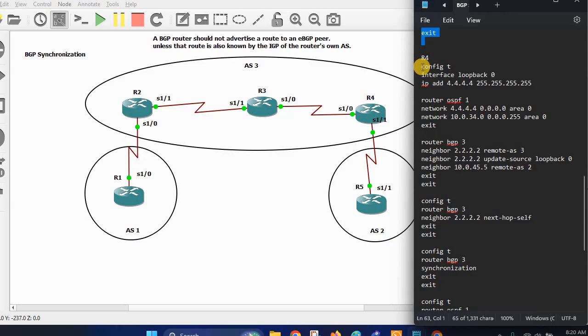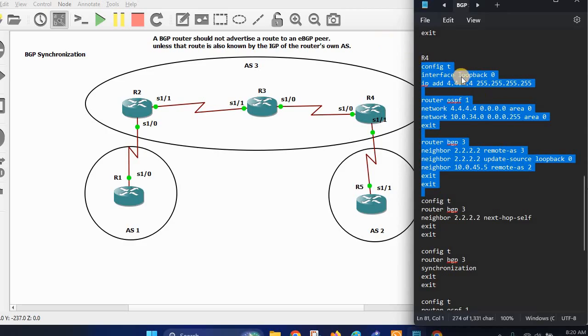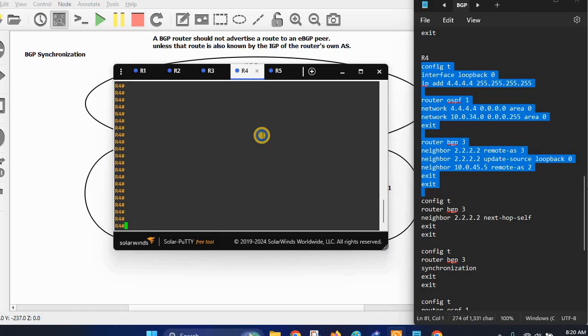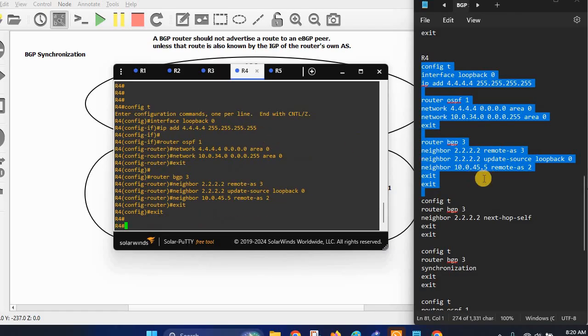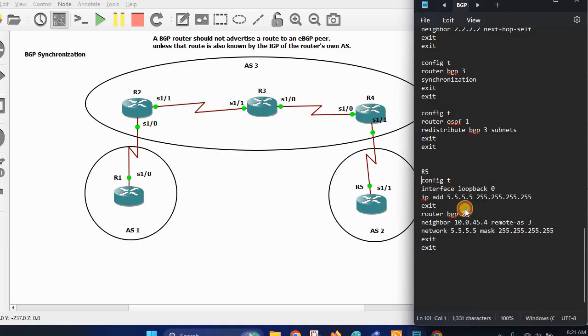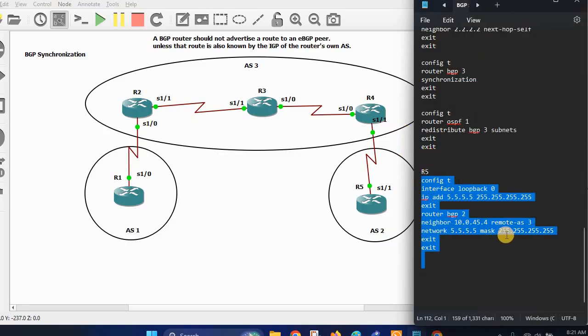This is the R4 configuration. In R4 we just configure OSPF and BGP, and in BGP we make the two routers as neighbors. Okay, and this is the R5 configuration. In R5, just R4 is a BGP neighbor. Okay, and advertise the loopback interface in BGP.